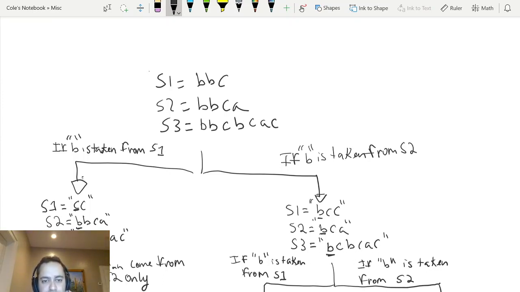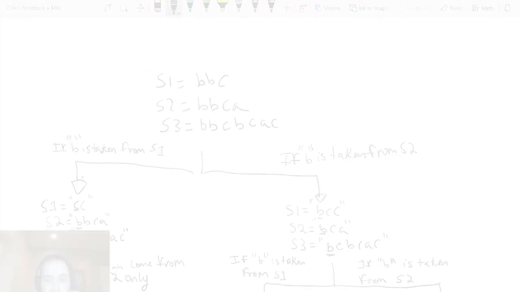At the other side of the tree, let's say we take B from S2. So now we consume B from S2, so now it's just BCA. And of course, B is also consumed from S3. And then we could continue by taking B again from either S1 or S2, and that will have a different branching structure.